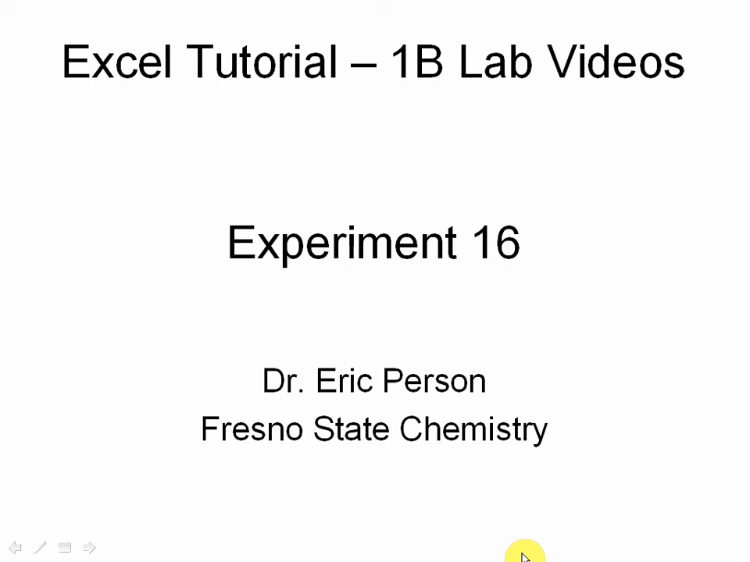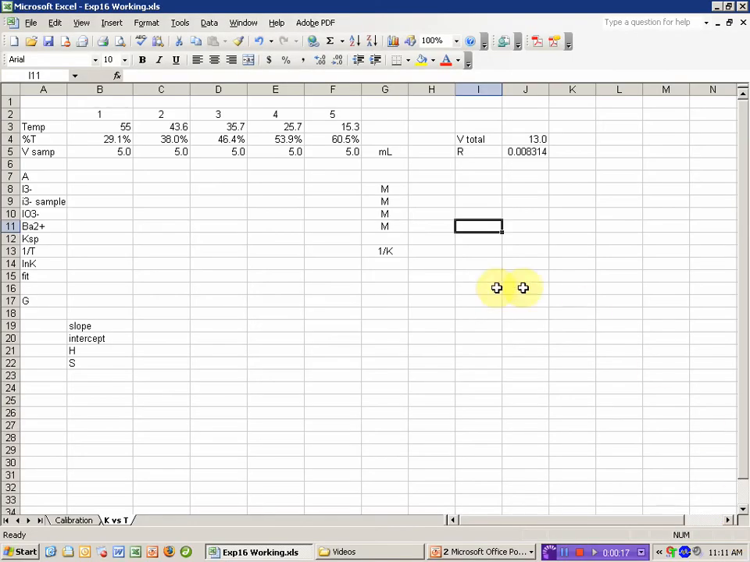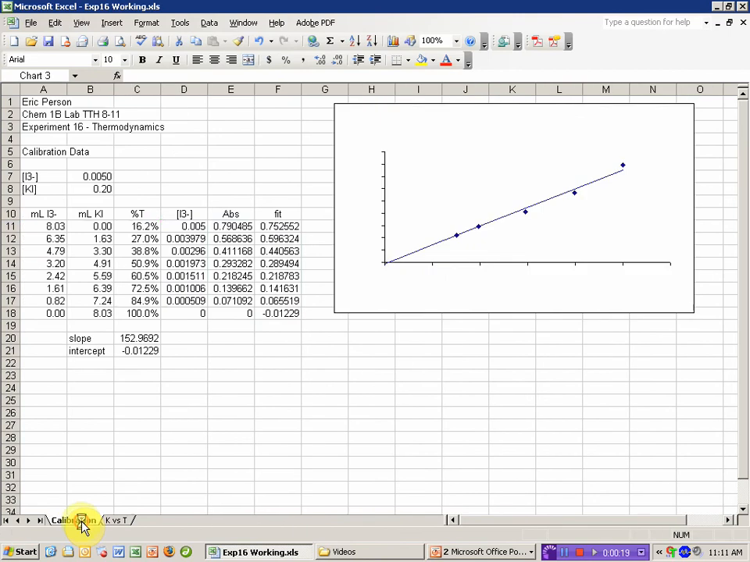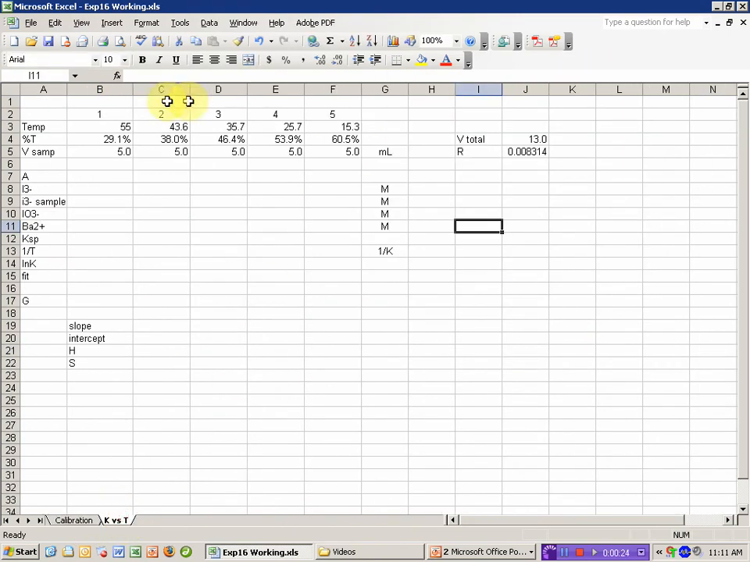Hello, in this Excel tutorial video for Chem 1B, we'll be working up the last part of experiment 16 using the calibration curve to determine the key thermodynamic values we were asked to calculate. So if you recall last time, we completed the calibration curve, and we're going to go ahead and use that now in our last step.